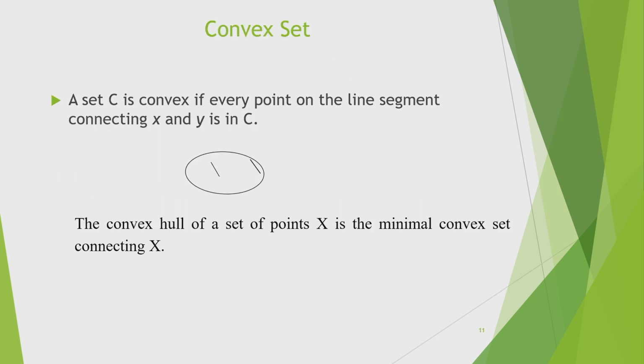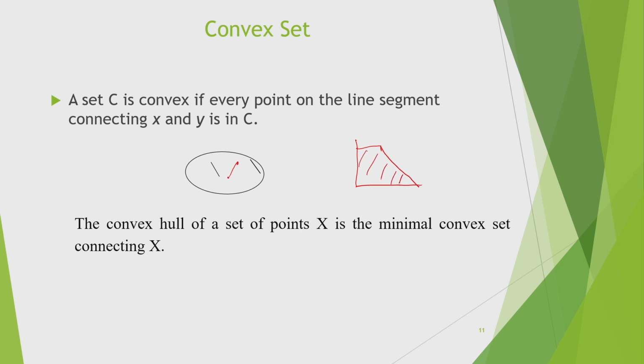Now I am going to tell what a convex set is. A set is convex if every point on the line segment connecting x and y is in C. That means if you have one point in the set and another point in the set, then if you join these, the line is also in the set. That is called a convex set. And the convex hull of a set of points is the minimal convex set containing them. Suppose we have this zone, with straight-line boundaries.